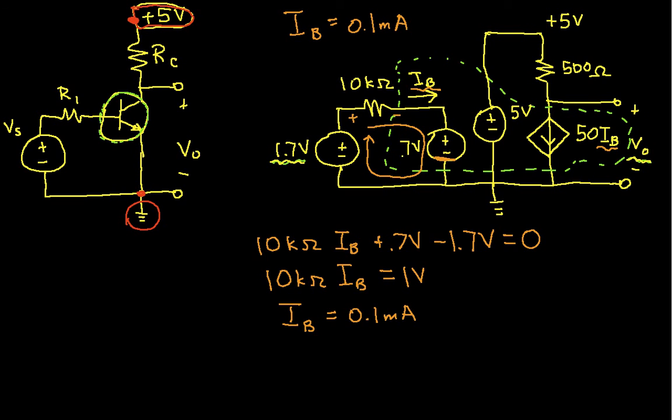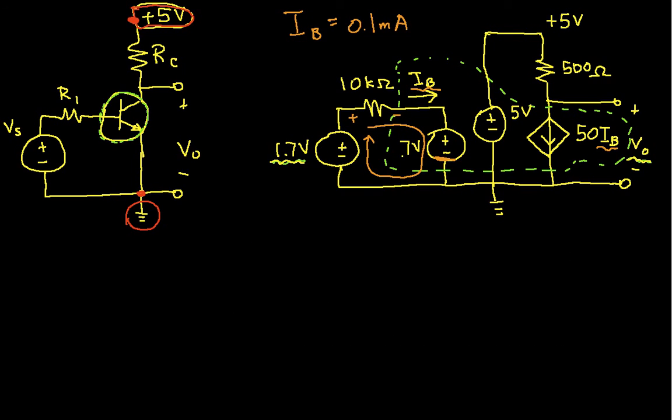So we can erase our computations for I sub b to get now the output voltage. So since we know that I sub b is 0.1 milliamps, we can say that the current flowing through this dependent current source is 50 times I sub b. And so when we work that out, that gives us that the current through this source is 5 milliamps. And again, I got this 5 milliamps by multiplying I sub b times 50.